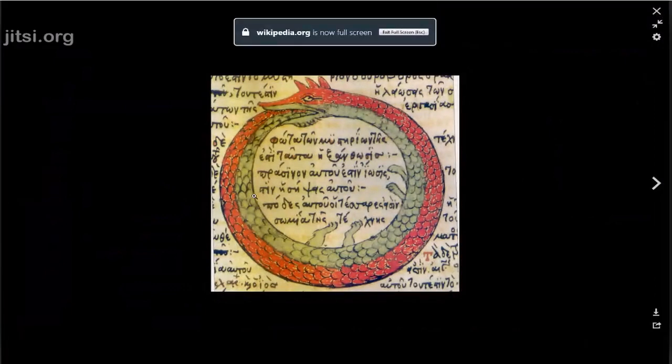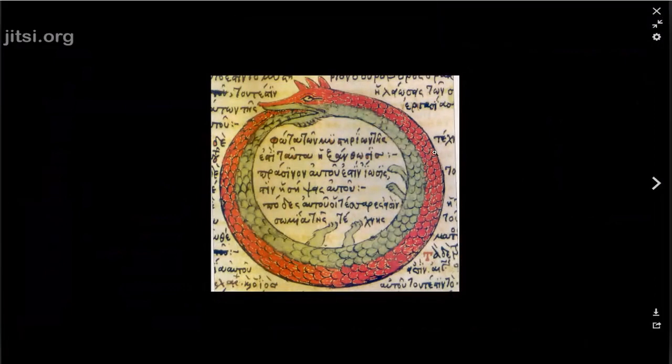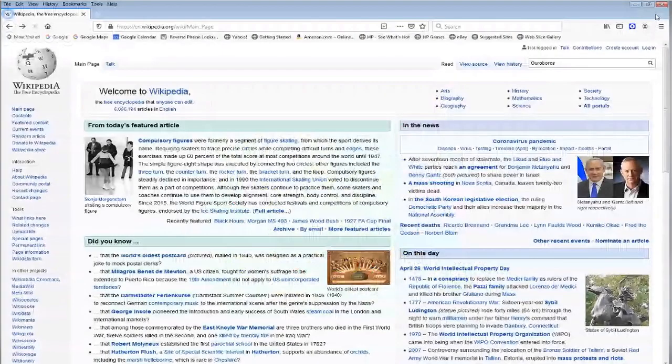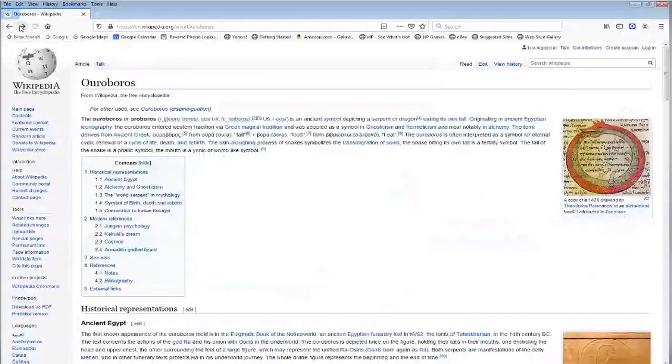It's a symbol of a snake, or sometimes a dragon, eating its own tail. I don't know if you guys can see this. That's the symbolism of the eternal. It's a cycle, with no beginning and no end.